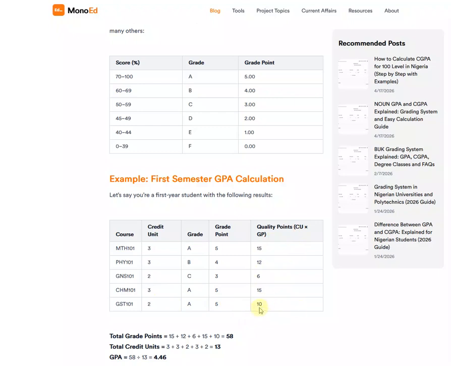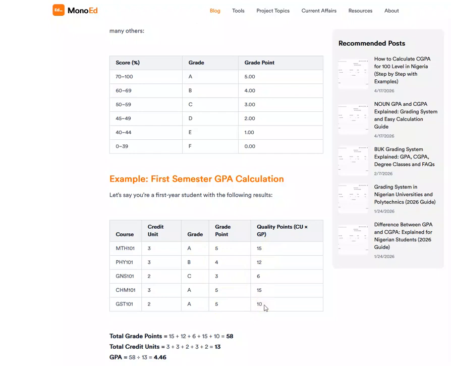Now that's how much. That's 10. You can see the difference between them. The difference between this credit unit and this one is 1. This one is 3. This one is 2. But the difference between the calculation, even though both of them get A and A, is that this is 15, this is 10. Difference of about 5. That's the reason why it is important.